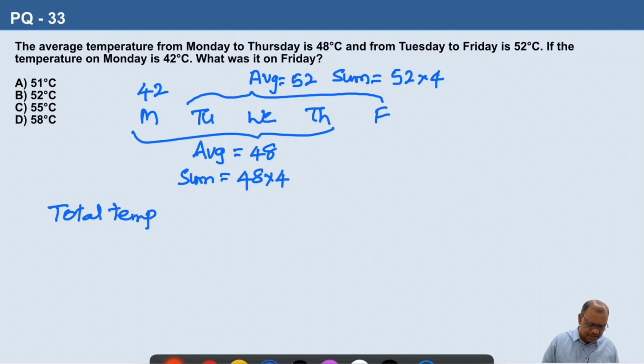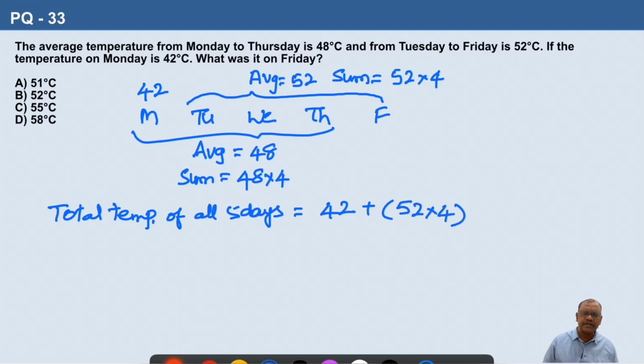Total temperature of all 5 days is 42 on Monday plus 52 into 4. This is from Tuesday to Friday. So from this, if you subtract the temperature of Monday to Thursday, we will get the temperature on Friday.